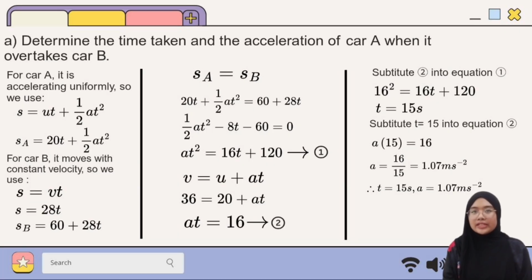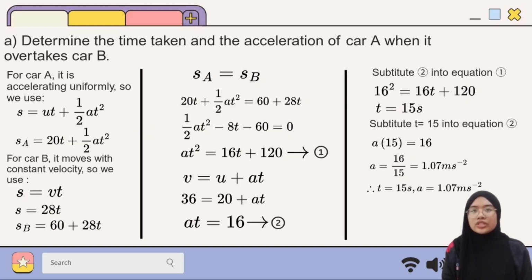From the problem statement, car A starts with an initial velocity of 20 meters per second and accelerates uniformly, while car B is 16 meters ahead and moves with a constant velocity of 28 meters per second. The situation analyzed is the moment when car A overtakes car B, which means both cars are at the same position at the same time.